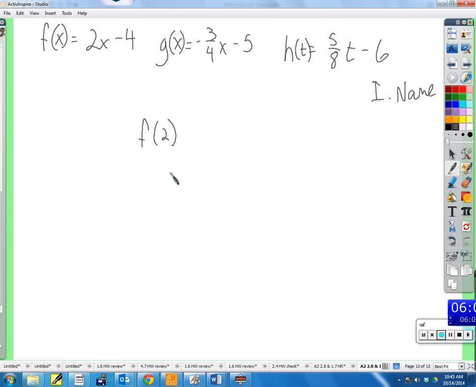Of f, yes. F is this function. And clearly, I want the input of f to be 2. F of 2 is 2 times 2 minus 4, 4 minus 4, 0. Done. We bound the output, just like Braxton said. We want to find the output. So 2, 0.